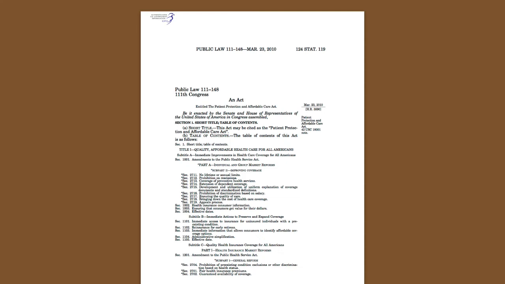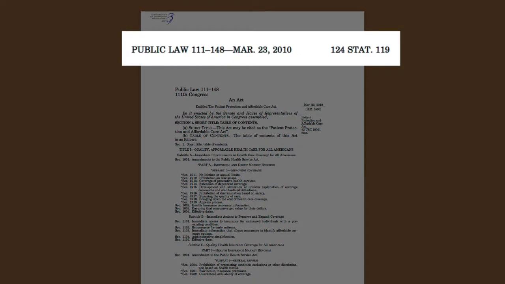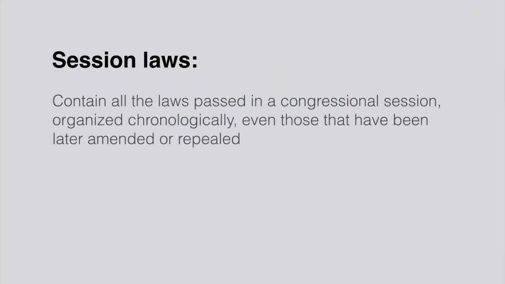Public law numbers identify the session of Congress that passed the law. For example, the healthcare law was assigned Public Law Number 111-148. This means it was the 148th law passed by the 111th Congress. Session laws contain all the laws passed, even those that have been later amended or repealed. Think of session laws as a chronological capsule of a moment in time that records all the final versions of laws enacted during a single legislative session.